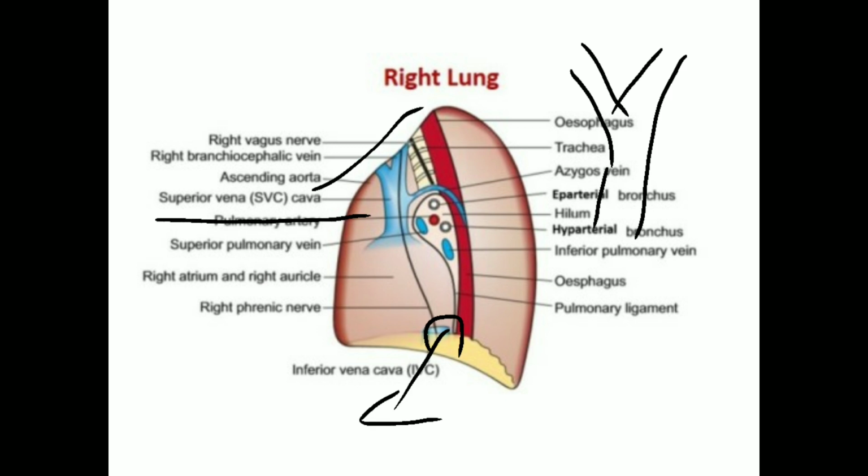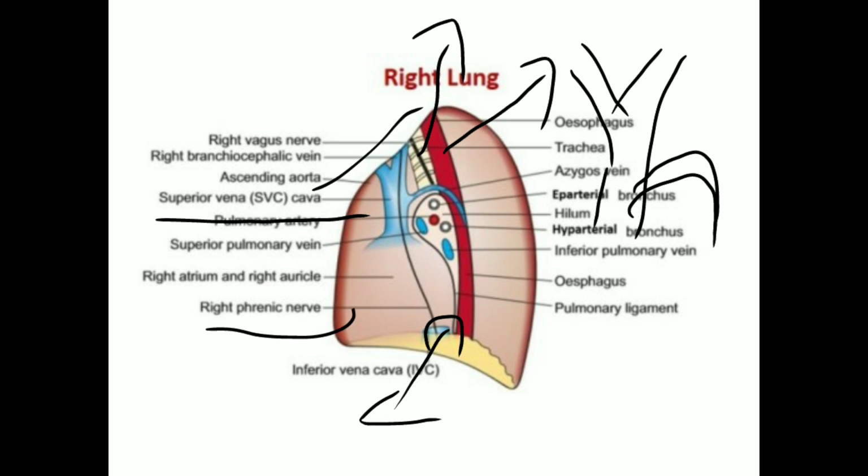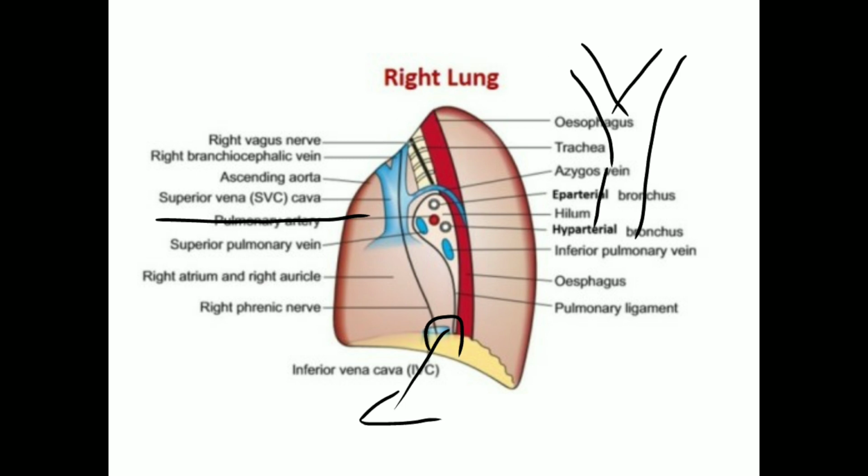Then here you can see this arch, that is called as the arch of azygous vein. Behind it you can see this part, that is called a trachea. Behind it you are seeing this one is called as the esophagus. Trachea and esophagus. After that, in the groove you can see here the nerve running, that is called as a right phrenic nerve. And the nerve running in the trachea, that is called as a right vagus nerve. So these are all the mediastinal surface features you are looking.